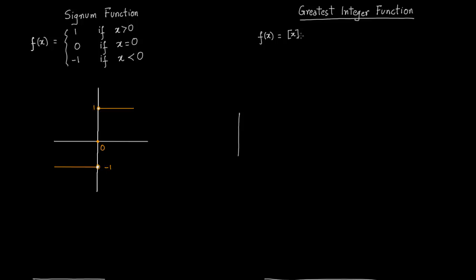f(x) equals the greatest integer function. So we will talk about the greatest integer which is less than or equal to x. This will be clear by a number of examples.